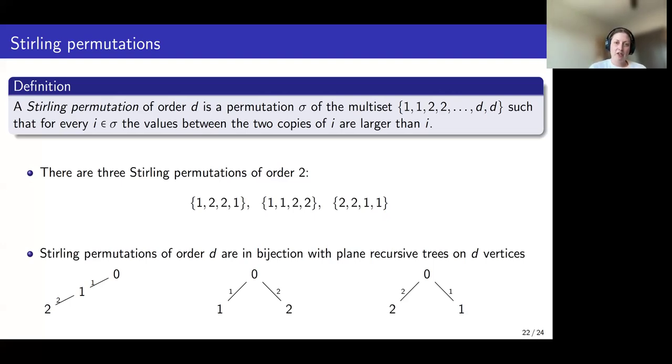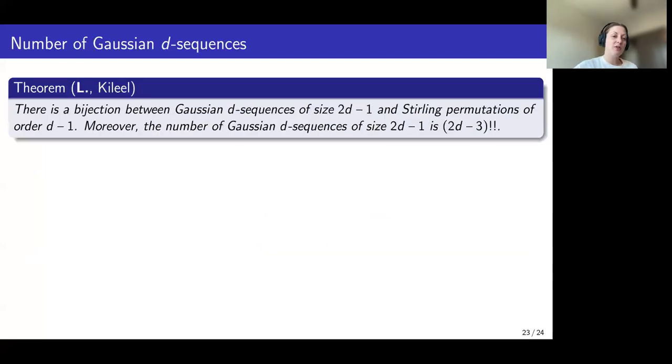Exactly. Okay. Good. Okay, so this is some kind of studied combinatorial object. And maybe the fun thing is that we can actually show there's an additional bijection, right? In particular, there's a bijection between Gaussian D sequences of size 2D minus 1 and Stirling permutations of order D minus 1, and therefore also rooted recursive binary trees on D vertices.